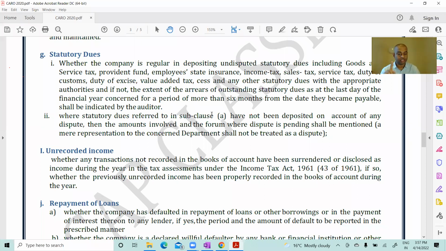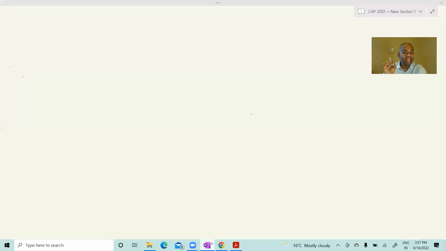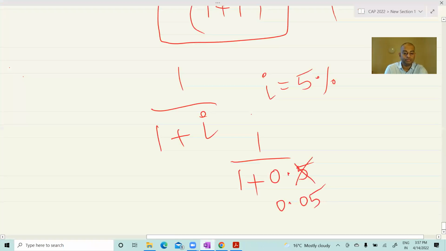Especially for final students. Write down one more question. What are the propriety elements? What are the propriety elements in CARO?